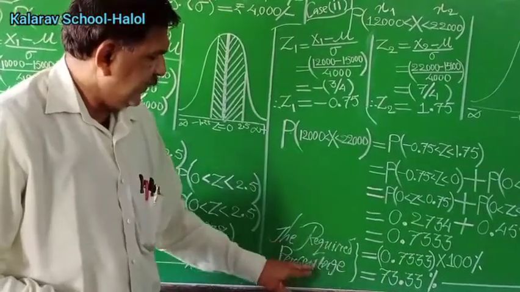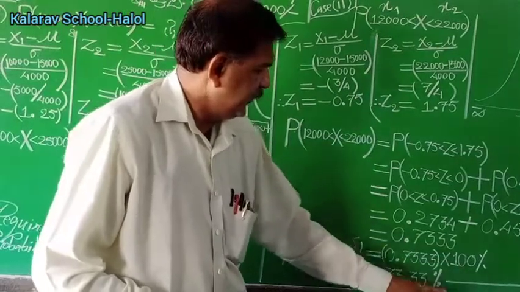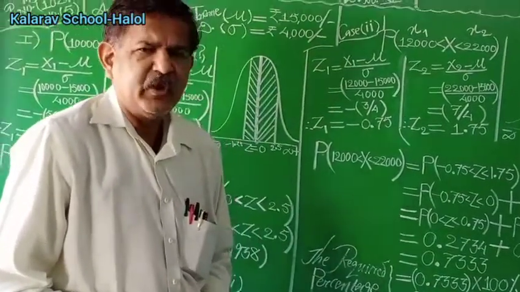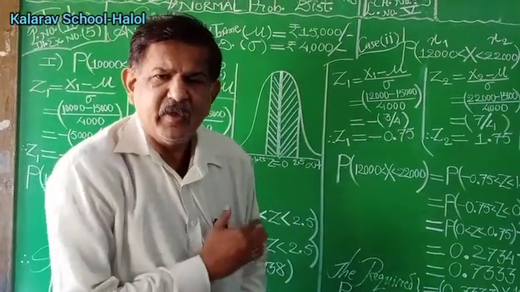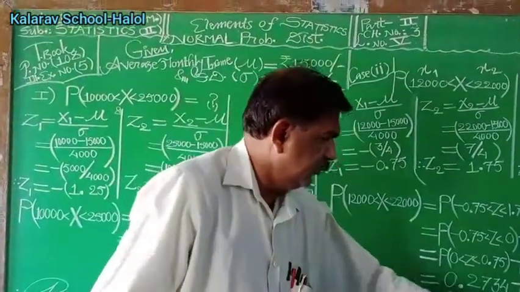Hence, the required percentage is 0.7333 into 100, means 73.33% of the persons or employees will have the salary or income between 12,000 and 22,000. Answer or result number 2.